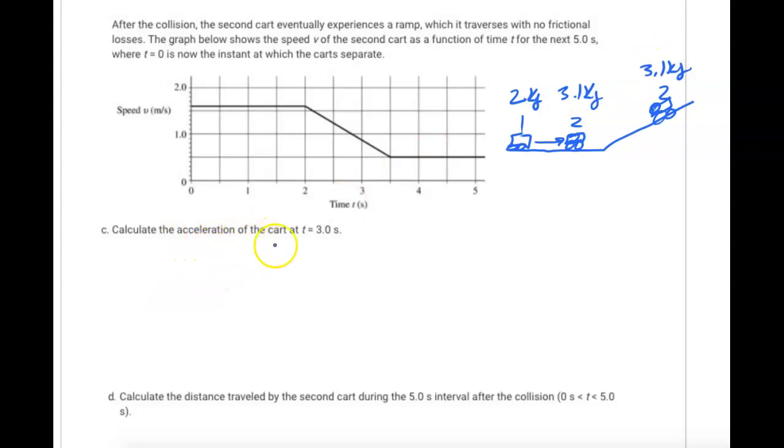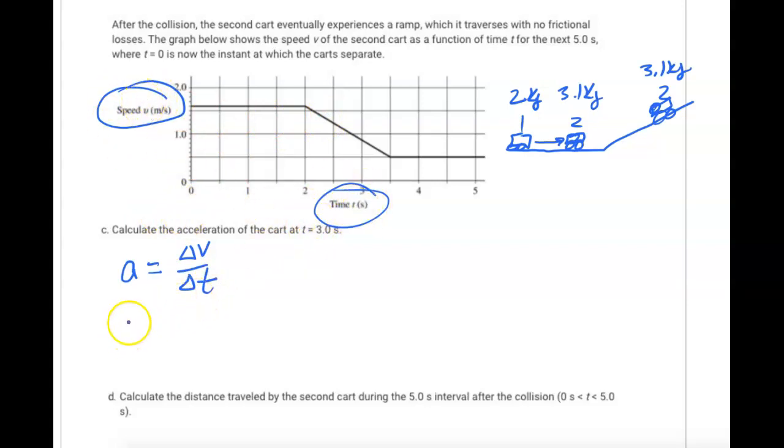They want us to find the acceleration at t equal to 3 seconds. So this is really easy because we have speed, we have time, and we know the slope of the speed versus time graph is acceleration. How do we know that? Acceleration is equal to the change in velocity over the change in time. And so if I find the slope, which is the change in y over the change in x, you can go through and do that really easily. So let's go ahead and do that.